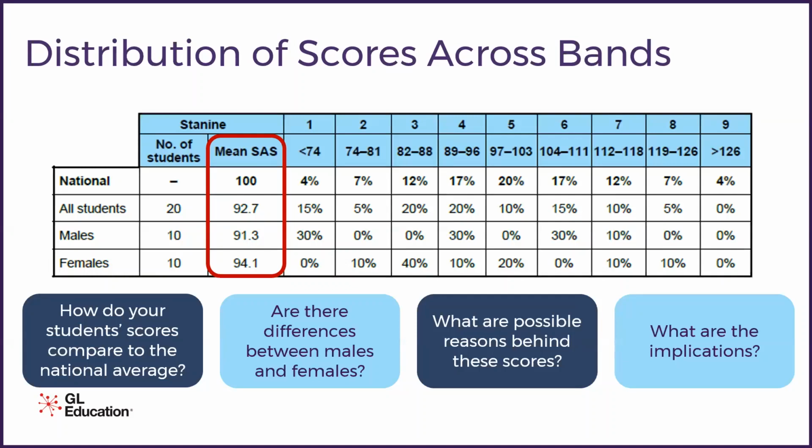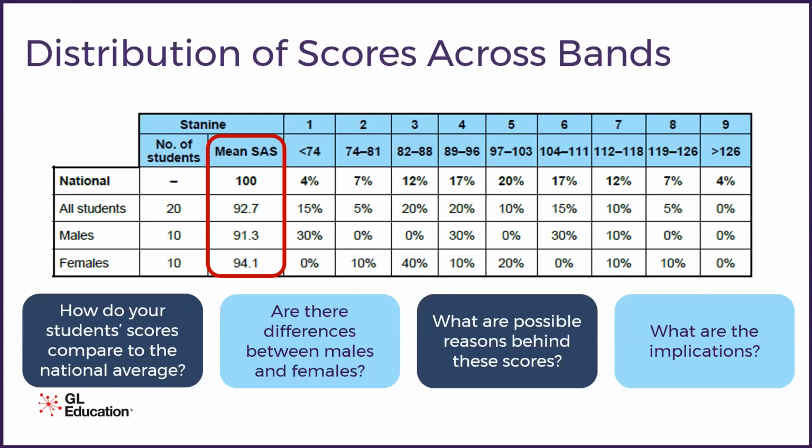It is worth considering the following questions when analysing your own data. How do your students' scores compare to the national average? Are there differences between male and female students? Then it is important to think about the context. What are the possible reasons behind the scores? And what are the implications?